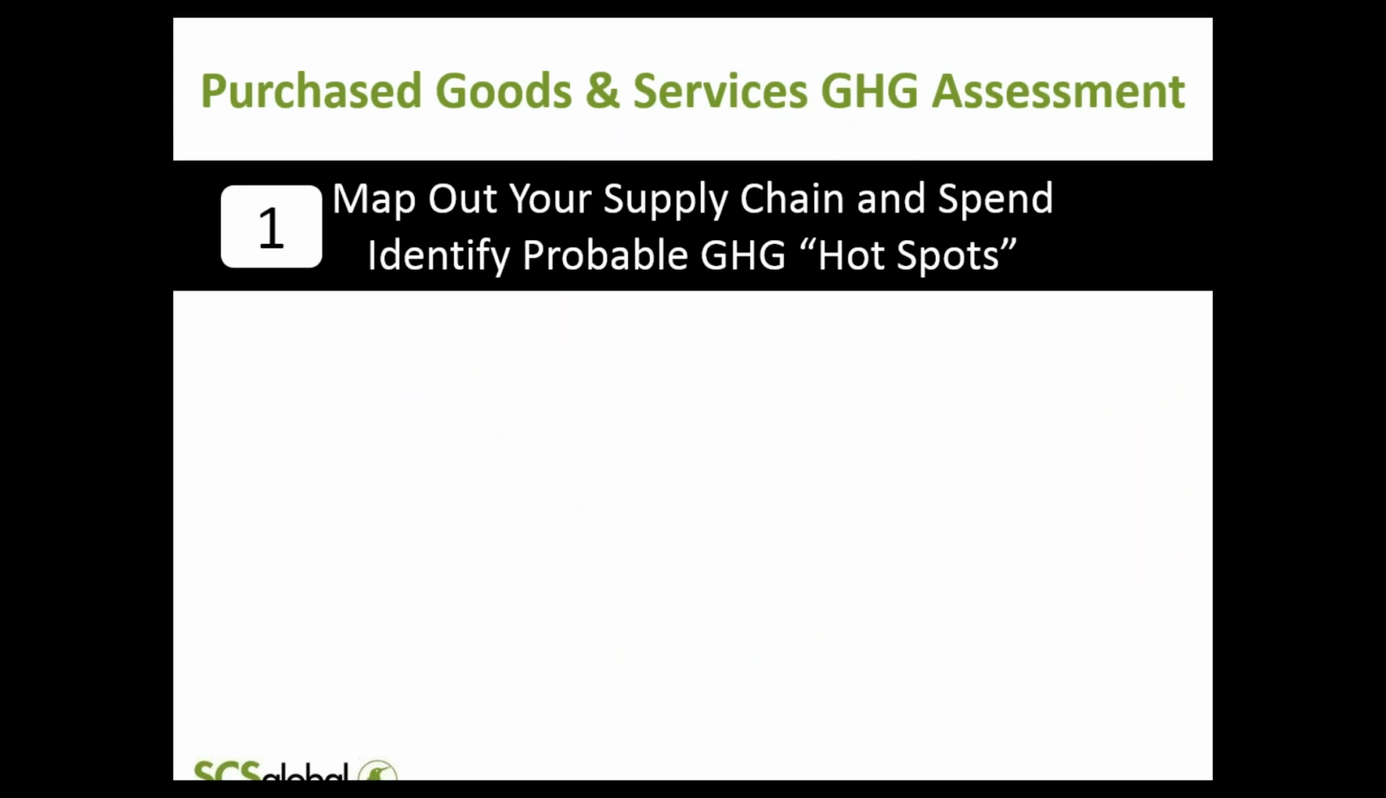So, a few key steps in the purchased goods and services greenhouse gas assessments. This is the approach that we use at SCS when we're doing this type of analysis. The first is to map out your supply chain and spend and identify the probable greenhouse gas hotspots. You can do a tremendous amount before you even have any greenhouse gas data, simply by looking at what your key suppliers are in category areas of spend.